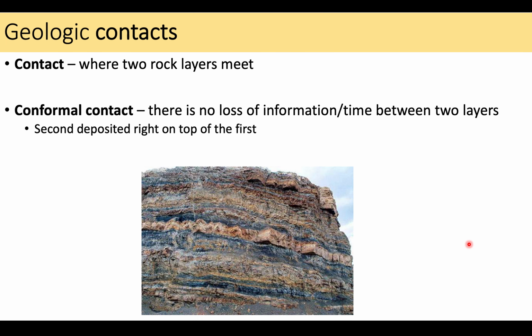So a geologic contact is where two rock layers meet. So right where the two rock layers meet, we call that a contact. A conformal contact means that there's no loss of information or time between the two layers. So the second layer was deposited right on top of the first.